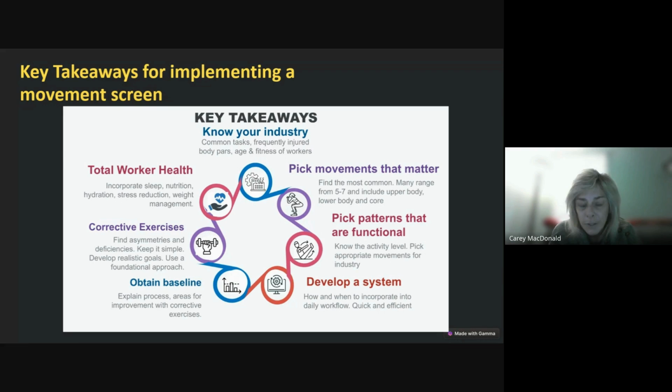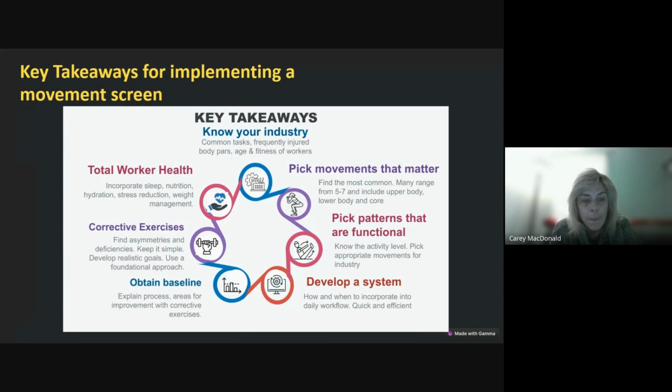Try to develop a system. And that's kind of the different examples I gave you as far as incorporating it into your physical assessments or your stretch and flex programs. Trying to develop a system that's consistent and that works for you, so that you can understand your data and then be able to report out on it to higher ups, but also to give the corrective exercises to the employees.